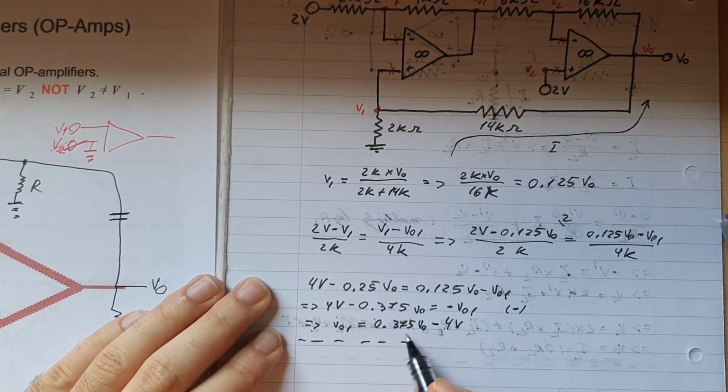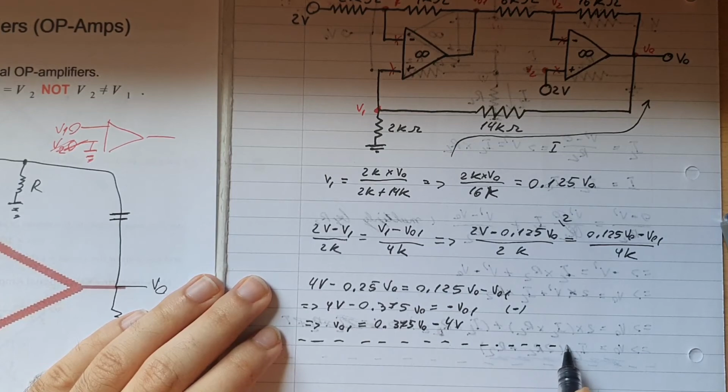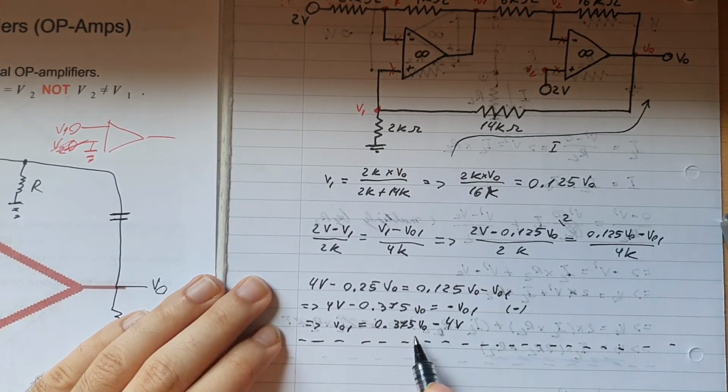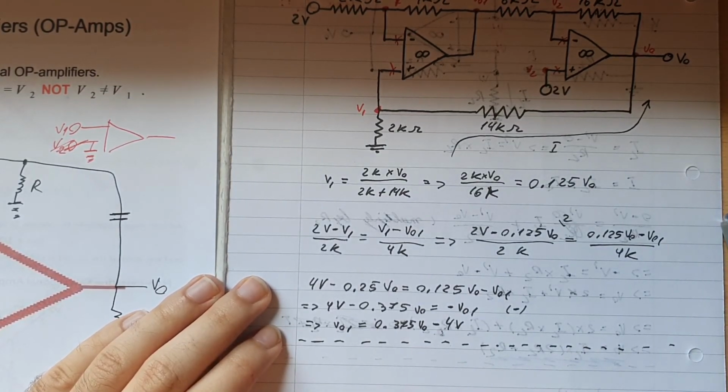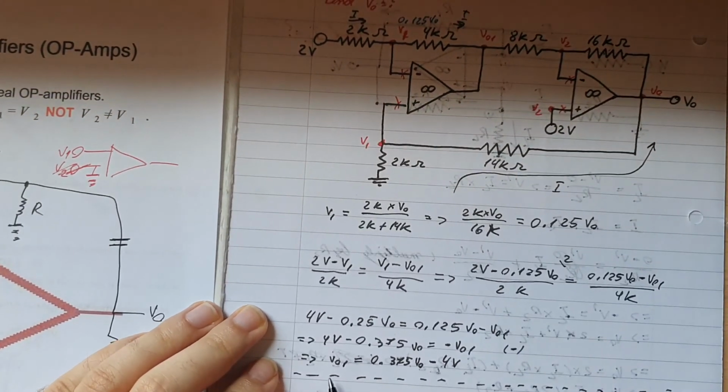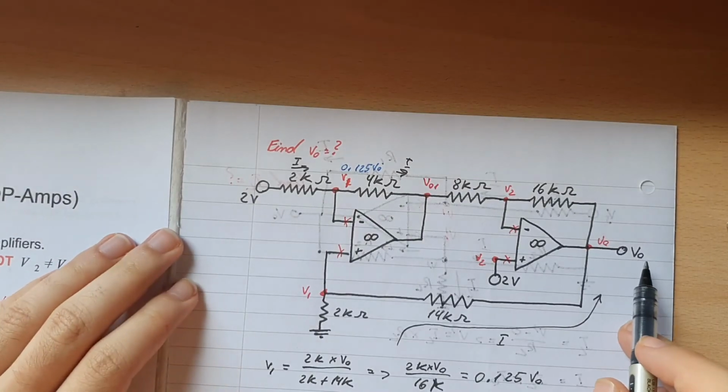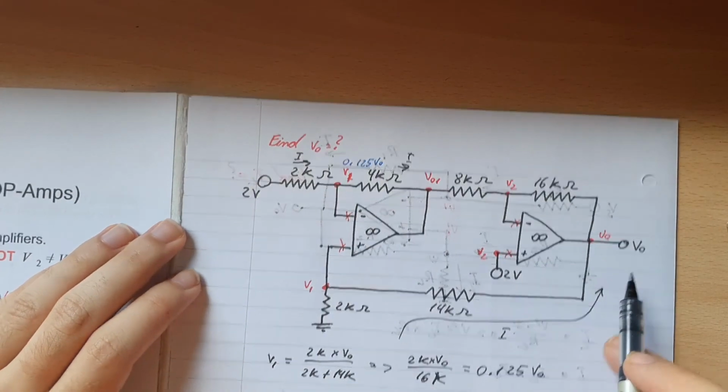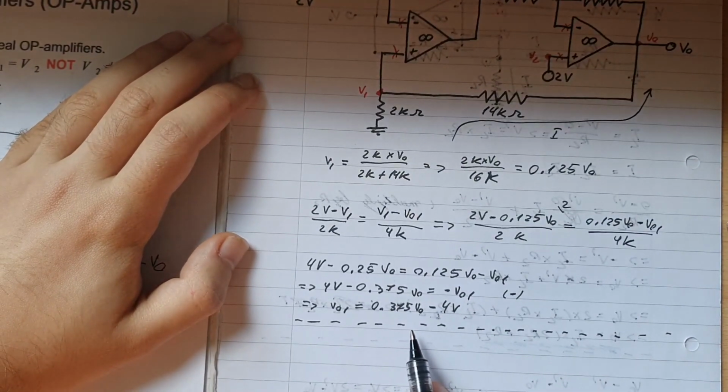So VO1 will be equal with 0.375 VO minus 4V. You may say, well, Alex, yes, but you still don't know what VO is. So how do you solve it from this point on? And yeah, we don't know what VO is yet, but we know we'll get to it eventually. So we can keep it in this form.